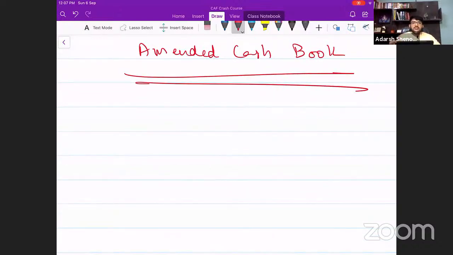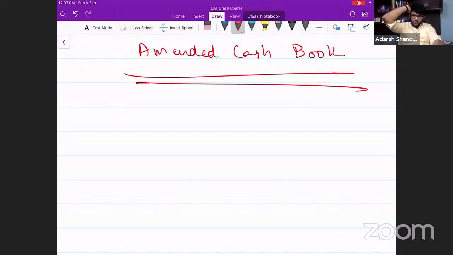Now, what is this? Amended cash book or adjusted cash book means, at the end of the period, please pay attention. Nothing, no other discussion now. Just pay attention to every word sir is saying, just like how much attention you pay to a rapper's song to understand what he is blurting out. Like that only, please pay attention when I am saying something.